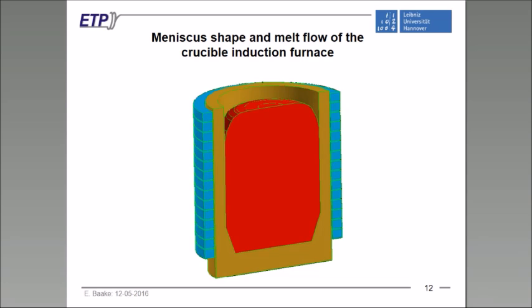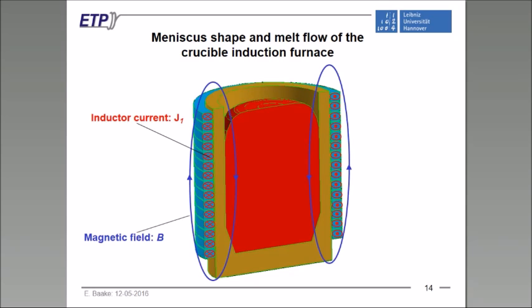Here you see a cross-section of the induction crucible furnace, where the blue color is the induction coil, the brown color is the ceramic lining, and the red one is the melt. And of course, first of all, we need an inductor current in the induction coil, as illustrated here, the inductor current G1. This inductor current, which of course has to be an AC current, leads to the magnetic field surrounding the induction coil.